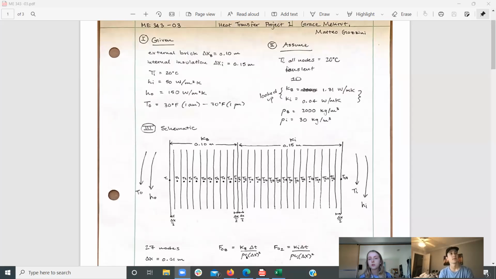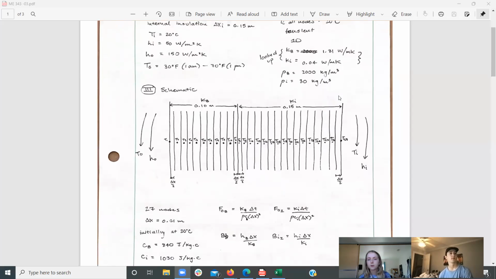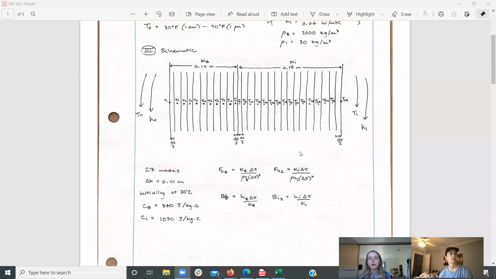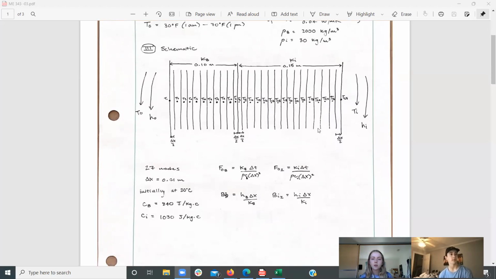There's an initial temperature of 20 degrees Celsius across all of the nodes. It is a transient problem, and we looked up our K constants, our density, and our specific heat constants for both the brick and insulation.